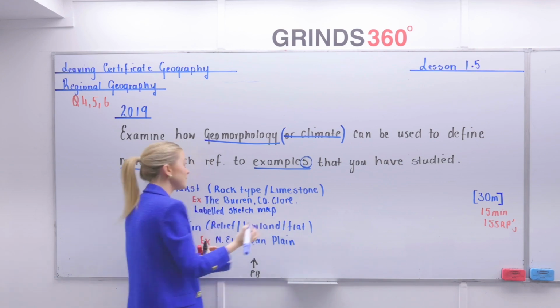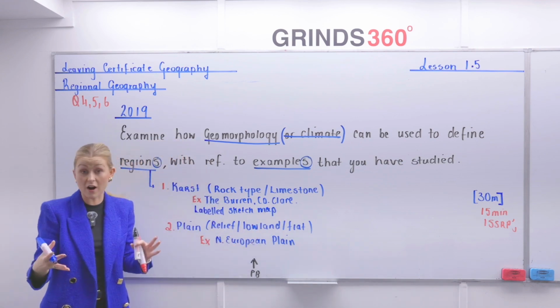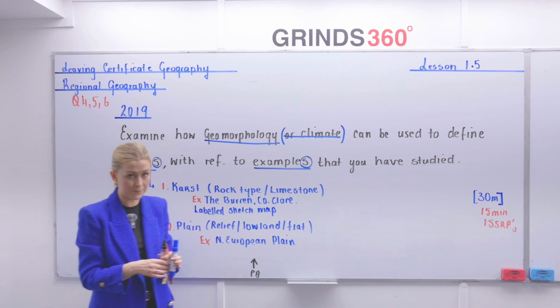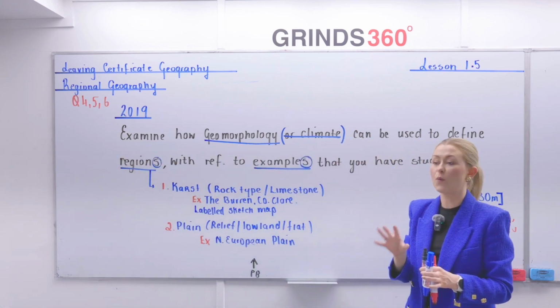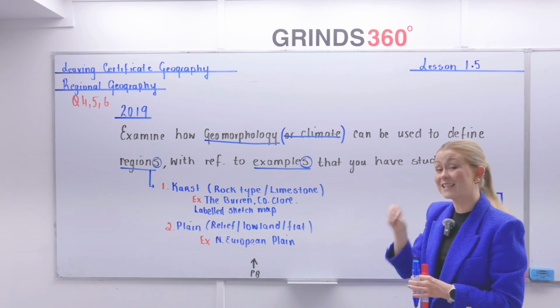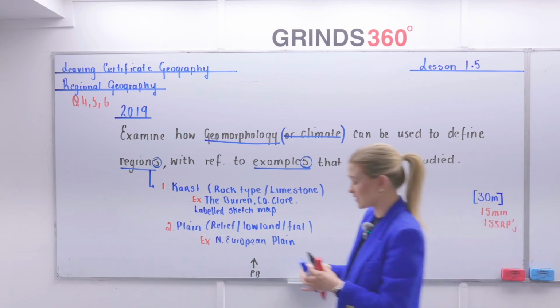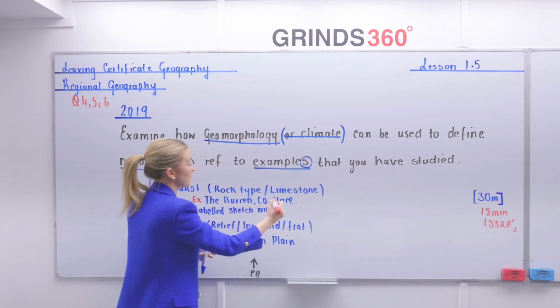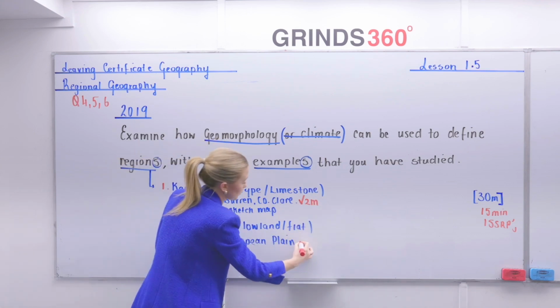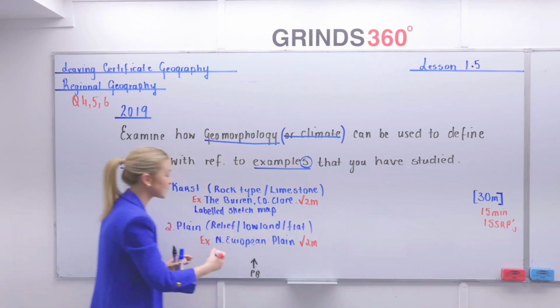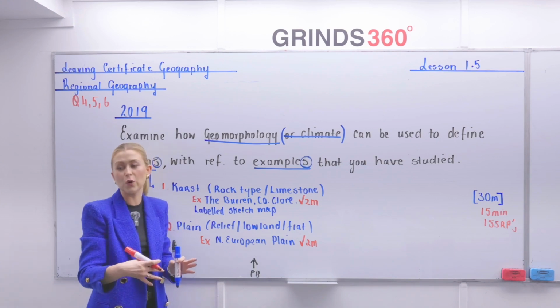We're going to draw that label sketch map of Ireland and mark in the Burren in County Clare. Now, the marking scheme here can vary ever so slightly, but what we're going to see here is that examples get 2 marks plus 2 marks. Technically speaking, your example is going to be, for instance, the Burren in County Clare. That is going to get a tick and 2 marks, and your North European plain is going to get a tick and 2 marks. Specific reference to geomorphology.